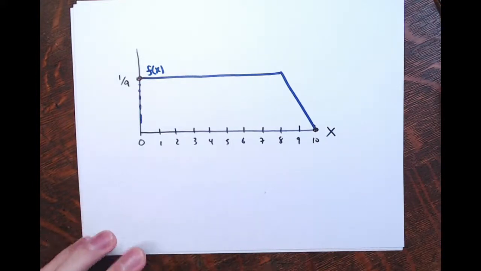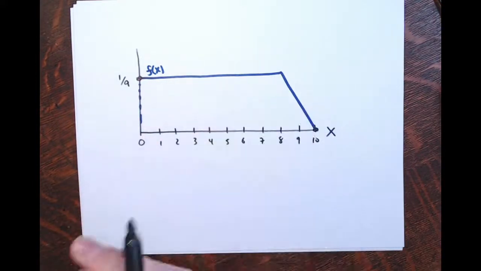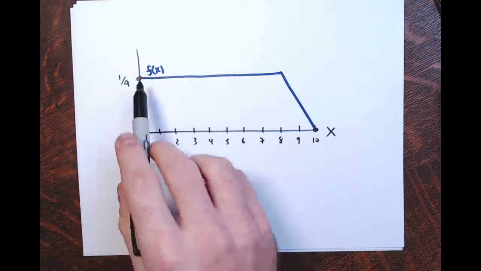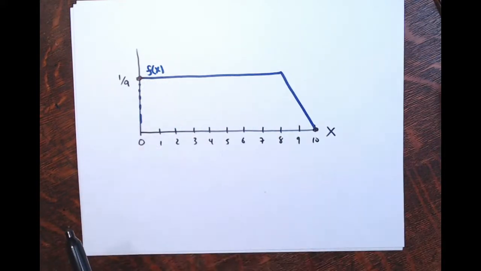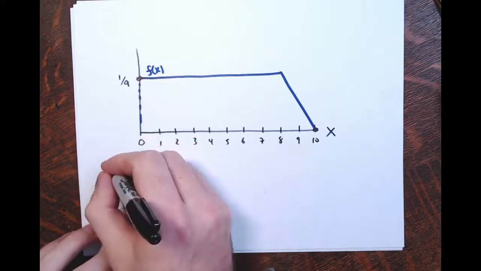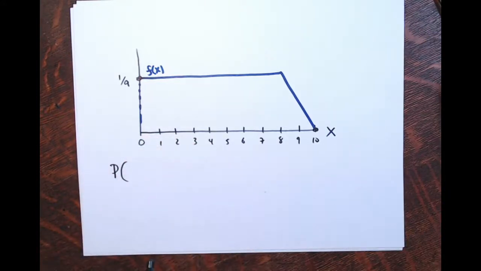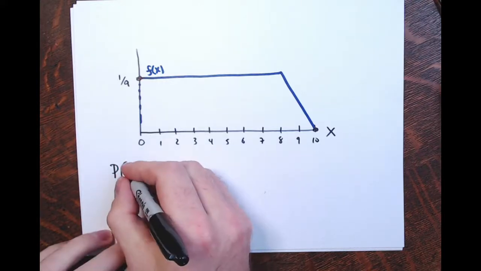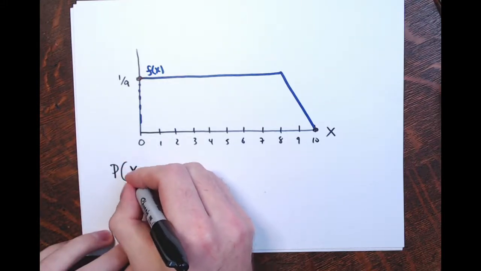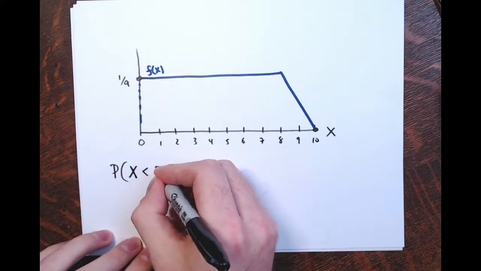Again, the area under the entire curve should be 1. You can double check that. And the entire curve is at or above the x-axis. So it's a valid continuous probability density function. We're asked to find the probability that, if I pick a value at random, that value of x is less than 2.